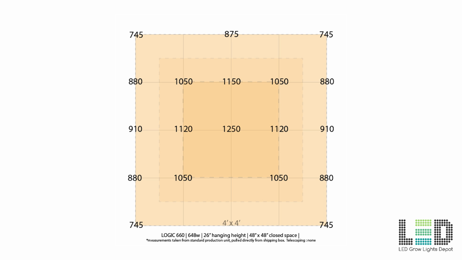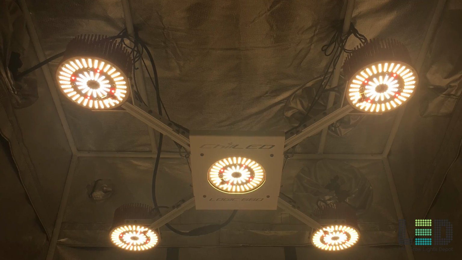Chilled Tech took PAR readings of the Logic 660 in a 4x4 closed space at 26 inches with arms not extended. You can see those readings here. Note the high PAR readings throughout the space, even in the corners, which are hitting 775 ppfd. These are quite high and pretty uniform readings. Okay, let's view my PAR readings.